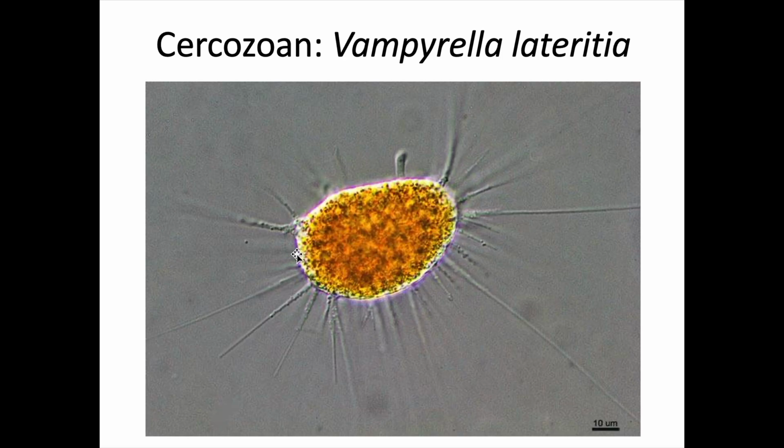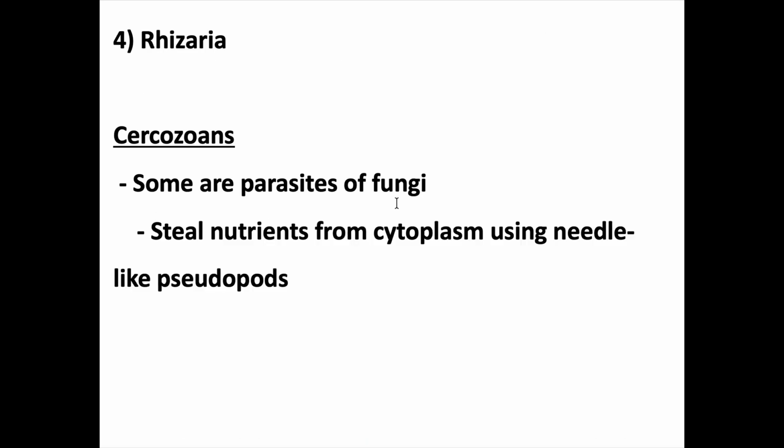And when I first described these structures, I said they increase surface area so that you can absorb more nutrients from the water. Well, in this group of cercozoans, I like this genus Vampirella, they actually use these thin pseudopodia to stab into their fungal hosts and then steal nutrients from within the fungi's cytoplasm. So an offensive use of these thin pseudopodia. I think it's worth noting for these cercozoans: they steal nutrients from the cytoplasm of their host using needle-like pseudopods.